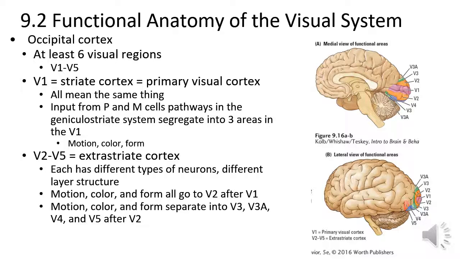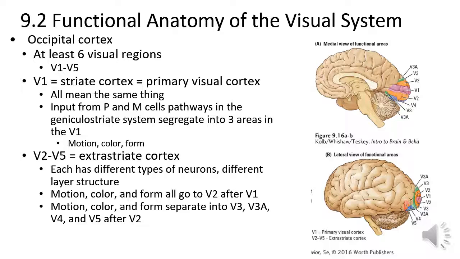Okay, so a little bit more detail about the occipital cortex. Within the occipital cortex, there are at least 6 visual regions, V1 through V5. V1 is also known as the striate cortex because it's striped if you cut it open. Striate means striped. This is also known as the primary visual cortex, so that can be a bit confusing. These are often used interchangeably. So just know, I typically don't use striate cortex. I try, for the sake of simplicity, to say either V1 or primary visual cortex.